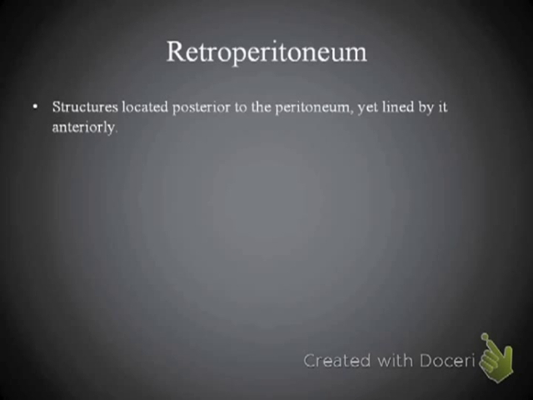We've also discussed retroperitoneum and structures located posterior to the peritoneum, yet lined by it anteriorly. So just because structures are located outside the peritoneum does not mean that they are not lined by the peritoneum. Because as we see here, they're lined by it anteriorly. So their anterior portion is affected by the peritoneum. However, the posterior portion is not lined by it.